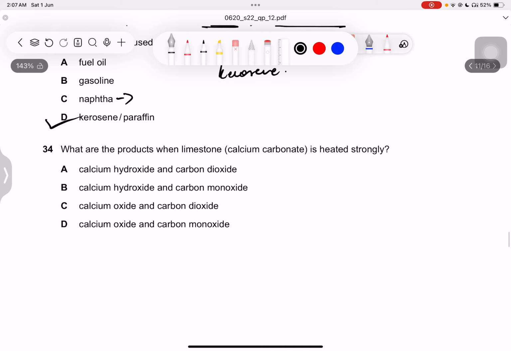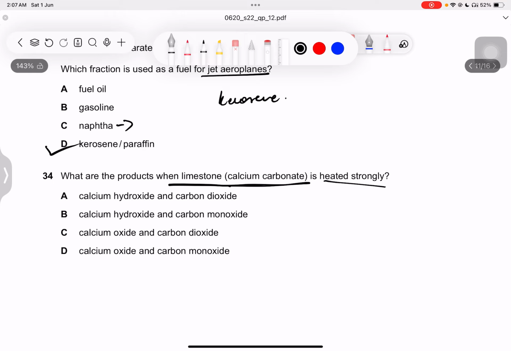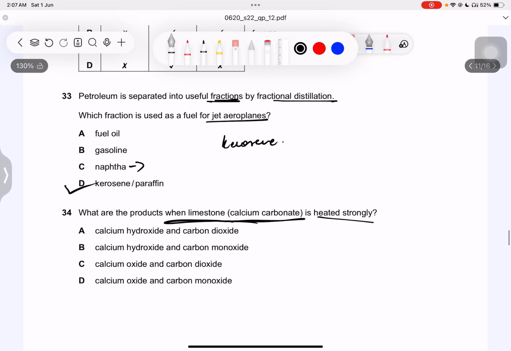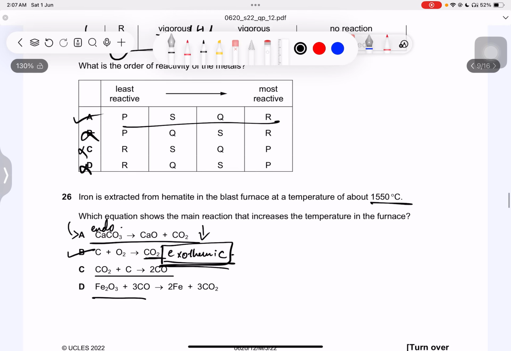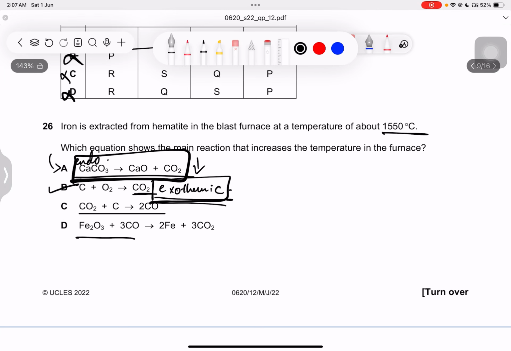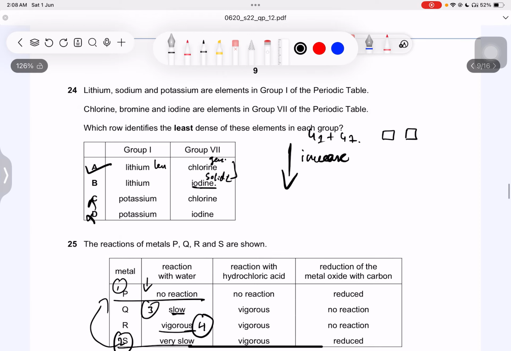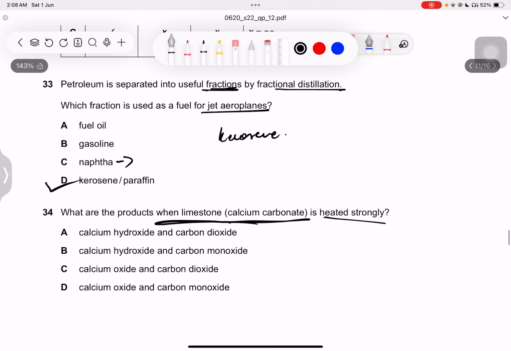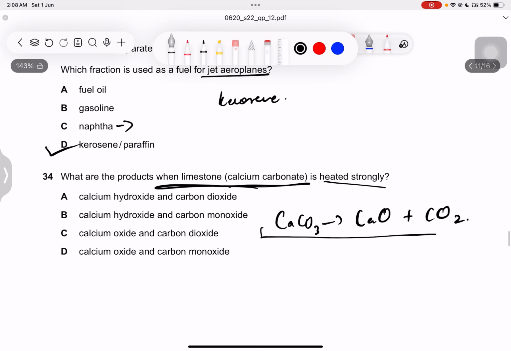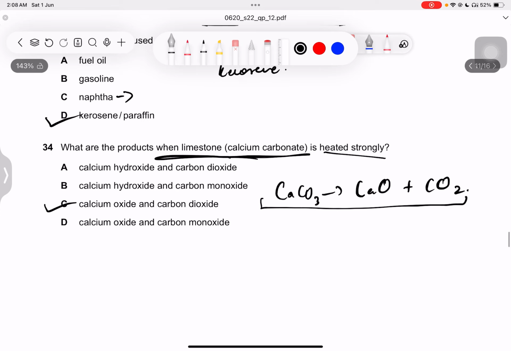What are the products when limestone is heated strongly? I think this was present in another question as well. Calcium carbonate products, what are they doing? They're giving the answers themselves. This was given over here also, and in another question also, I guess. So the answer is calcium carbonate decomposes to produce calcium oxide and carbon dioxide. So you should be remembering this reaction. This is the correct answer, 34C.